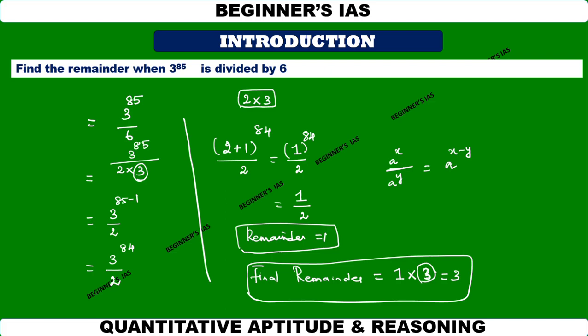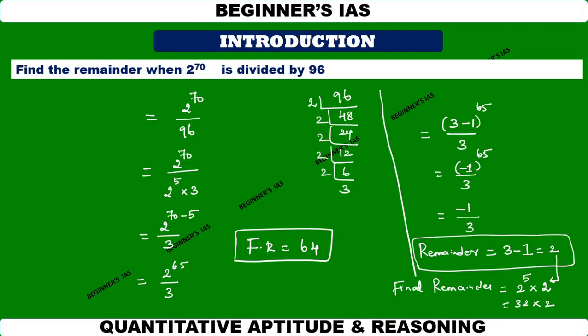That is why I have just multiplied 3 here. But here I have adjusted with the factors of 2 power 5. Listen carefully. It is 2 power 5. That is why I have written 2 power 5 in the final remainder. So make sure about that.